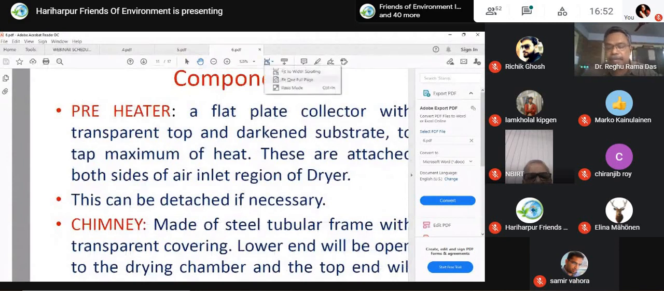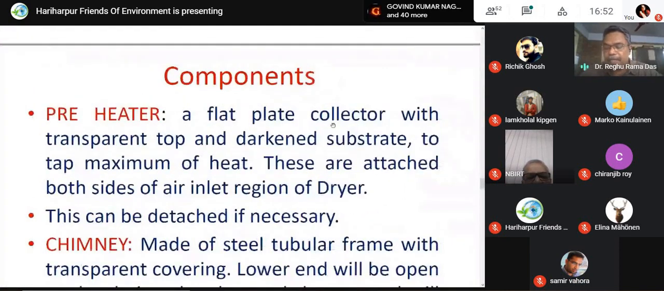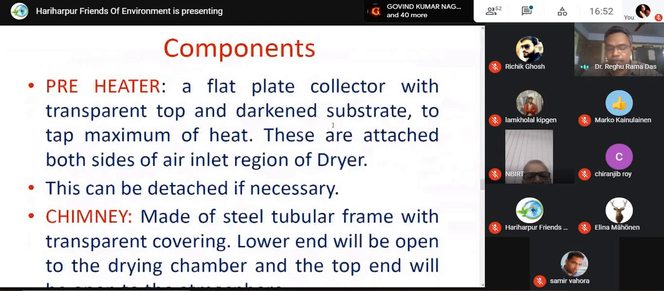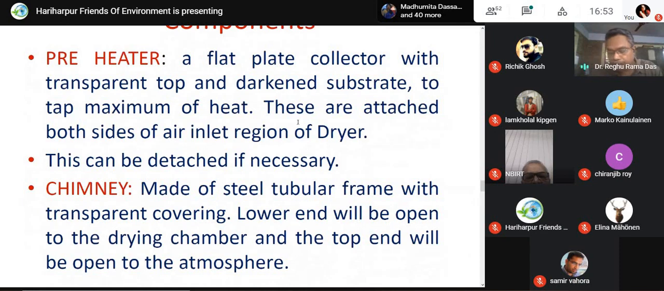The preheater is a flat plate collector with a transparent top and darkened substrate to trap the maximum amount of heat. These are attached to both sides of the dryer, connected with the inlet region. This can be detached, especially when drying the products inside the dryer. Then the chimney, as I explained, is made of steel square tube frame with a transparent covering.